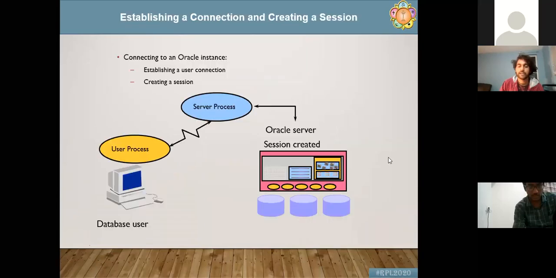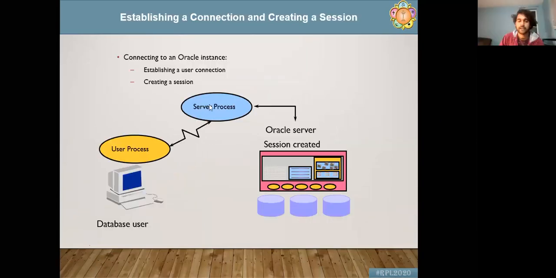So moving on to the next slide. Basically, a user process connects to a server process, and that server process will establish a connection. It will reach out to the database and establish a connection over the network. So that's how a database connection works. We will see this in practical, how exactly it works.